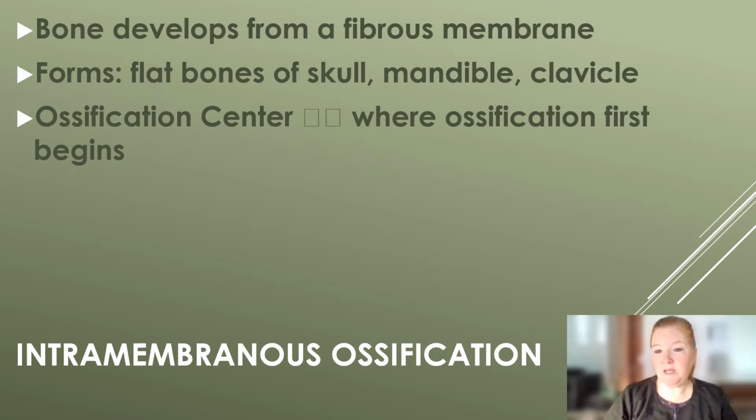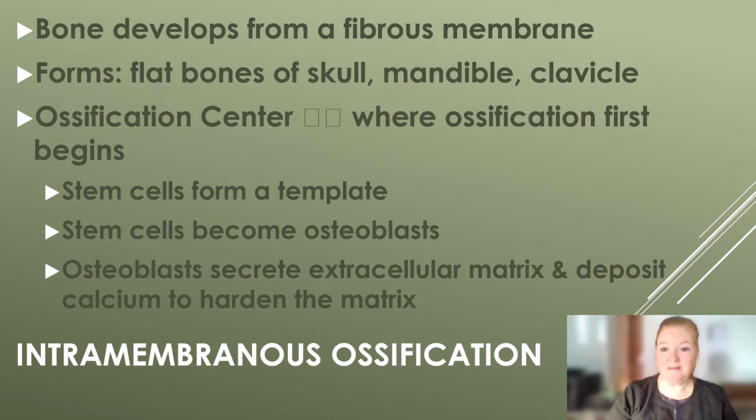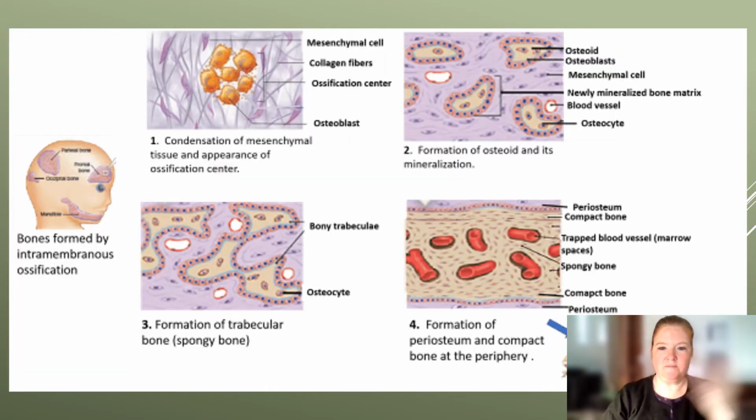So there's an ossification center where ossification first starts. So the stem cells lay down a template. The stem cells become osteoblasts, and now they turn that template into bone. So they start changing that extracellular matrix by depositing calcium. Okay, so they turn it into bone. So from this fibrous template, we get bone. So here's just a little sketch of what that would look like.